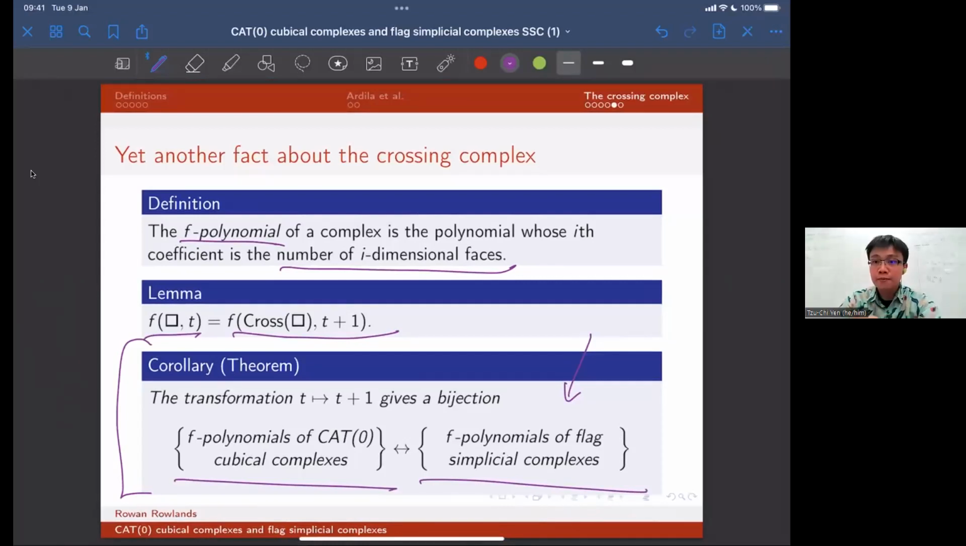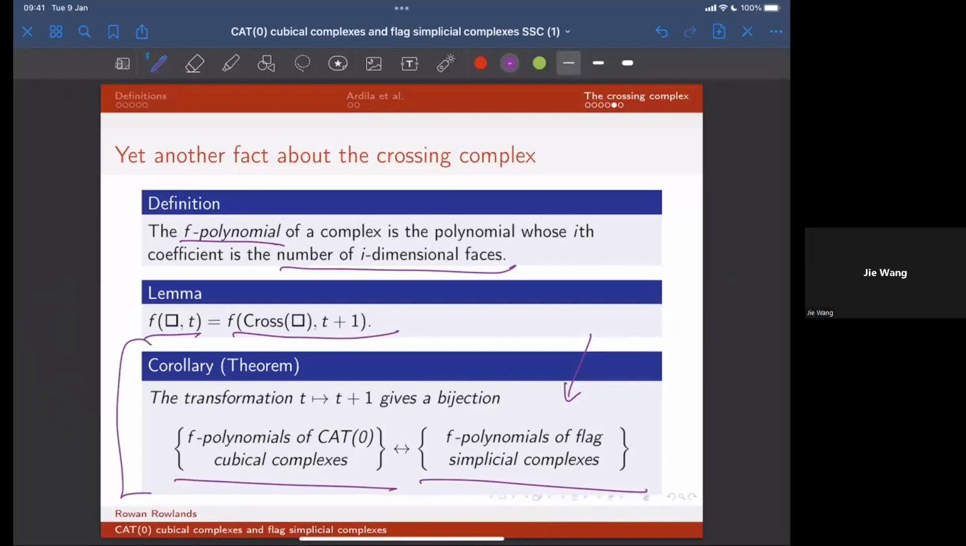Thanks, Rowan. Does anyone have any other questions? Oh, sorry. G Wang, you have a question? Yeah, I have a question. So the crossing complex or complex is like a duality?